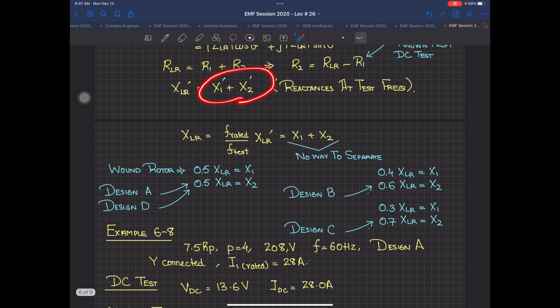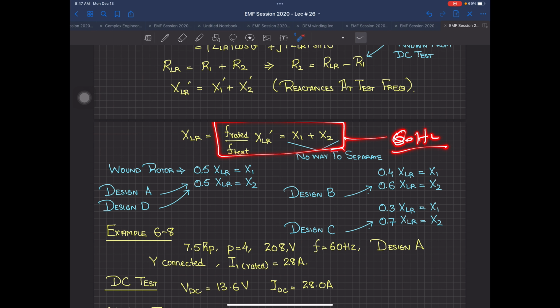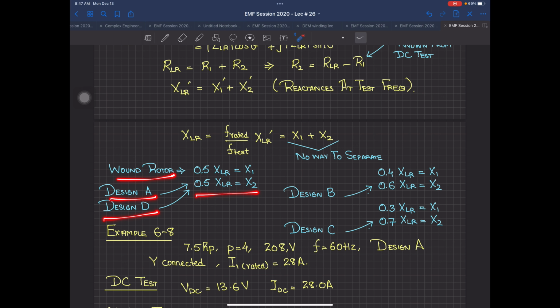But again, this is a standard over value, so we are going to follow this one. This x1 bar plus x2 bar, first of all, you convert back to its 50 hertz or 60 hertz value, and then you separate them. If you have a wound rotor, which means a slip ring motor, or a design A or design D, then this is 50%. We did these design classes in the last lecture. But if you have a design class B, then you have 0.4 to 0.7 over there. And here, in design class C, you have 0.3 and 0.7.